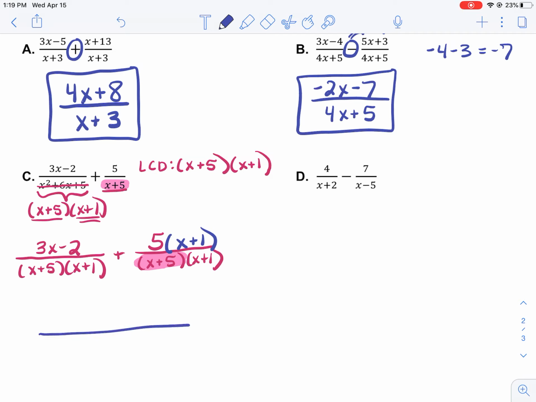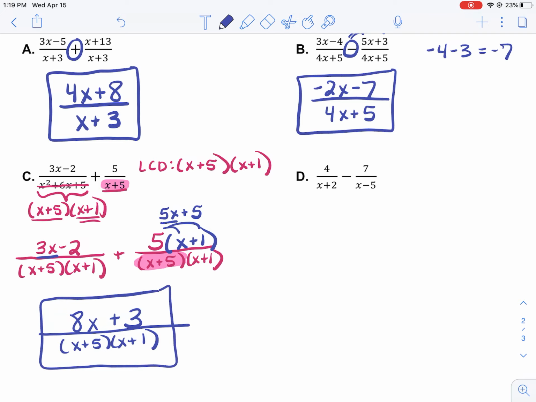Okay, so now I have a common denominator, (x plus 5) times (x plus 1), and I need to combine my numerators. Now, before I'm ready to combine, I need to distribute this 5. So I get 5x plus 5, and so now I have 3x plus 5x is 8x, and then I have negative 2 plus 5 is positive 3. Okay, and so your answer is (8x plus 3) over (x plus 5) times (x plus 1).